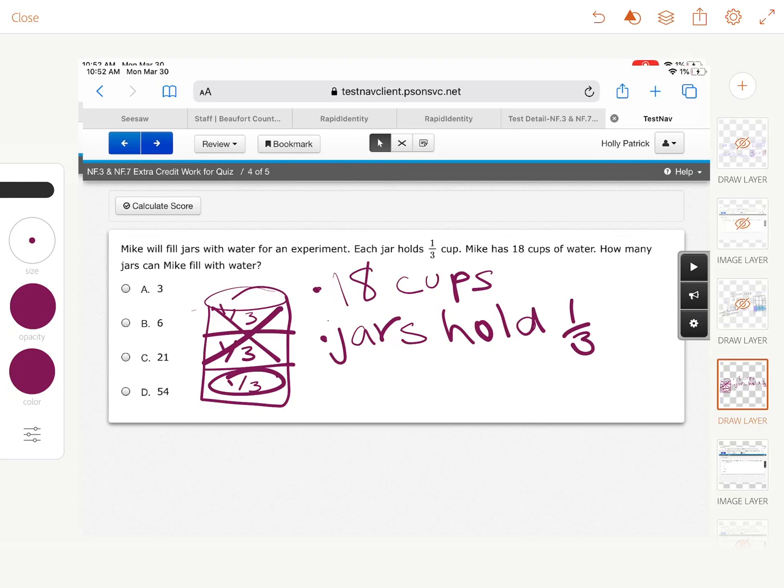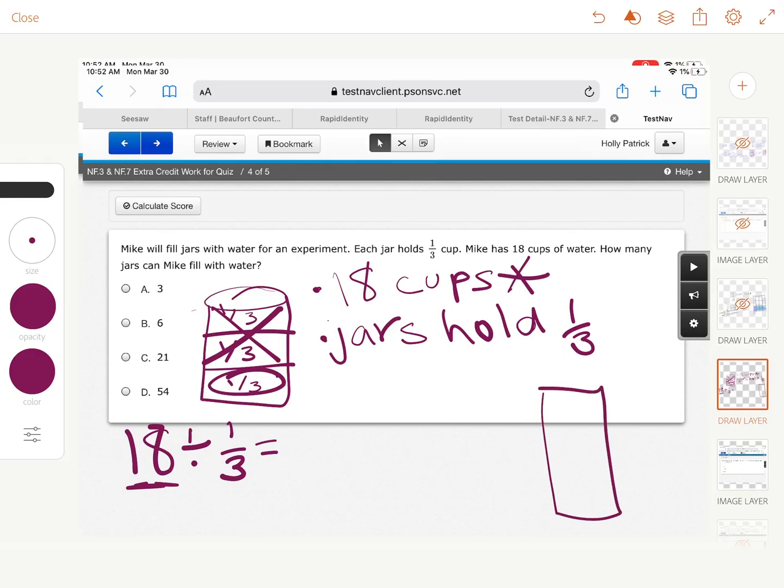So in order to do this, I'm actually going to be cutting up my 18 cups. And I'm going to say, what's 18 divided by 1/3? Which means I am going to be dividing a whole number by a unit fraction. So start with a whole, end with a whole. So I know that my answer is going to have to be a whole number, okay? So if this is his cup, he's going to have 1, 2, 3 jars from inside of it. And he's actually going to do that 18 times. So we're going to have 3 times 18.